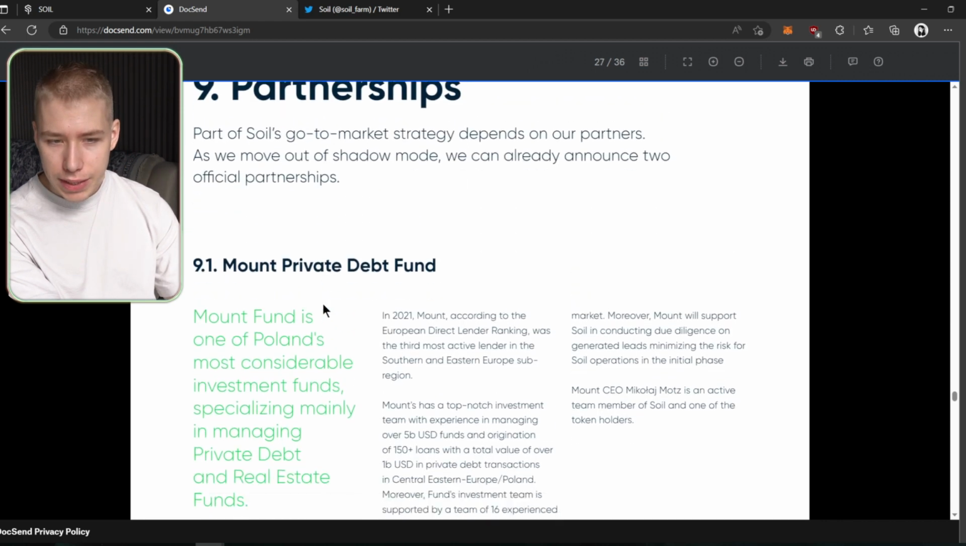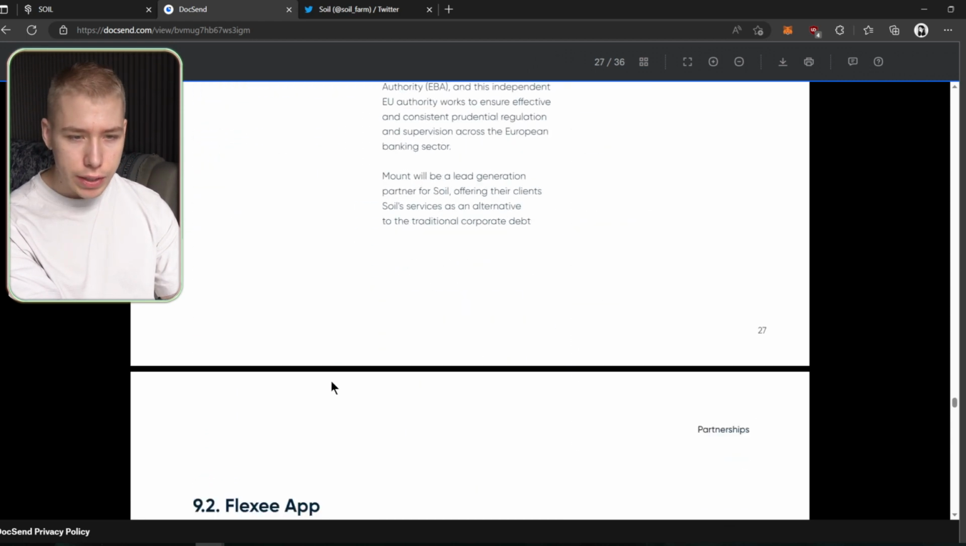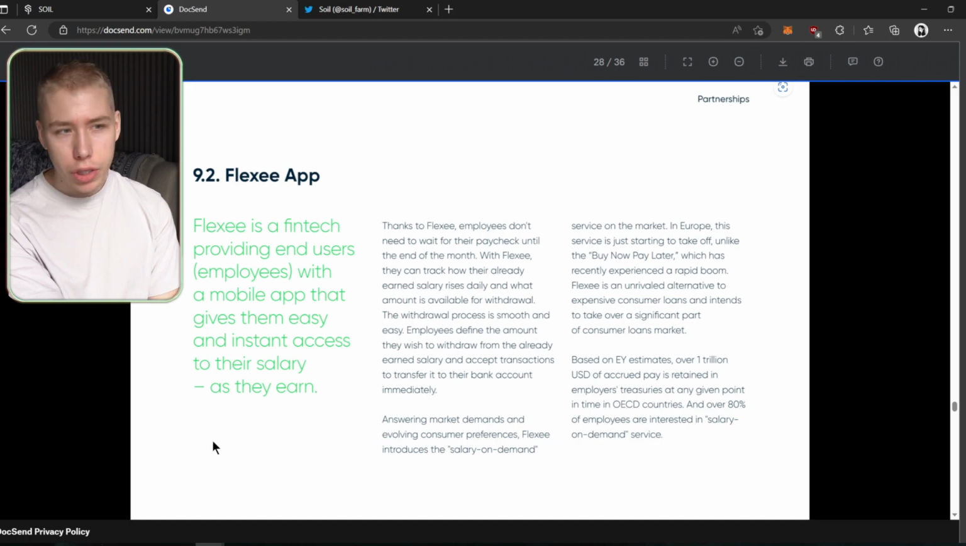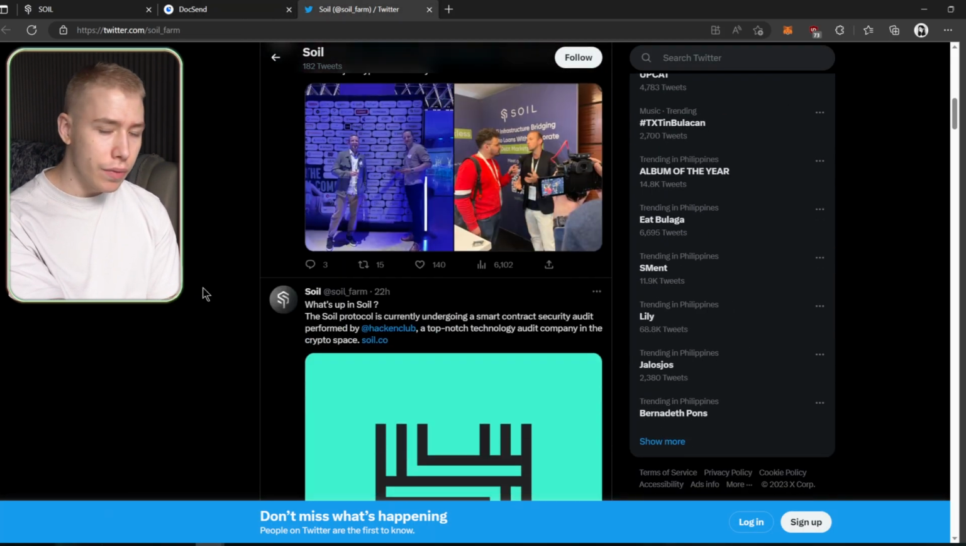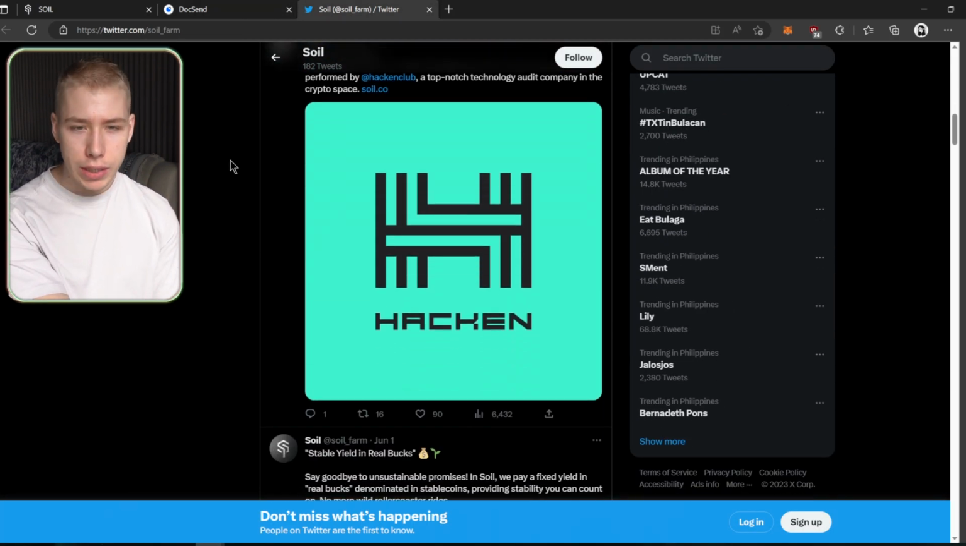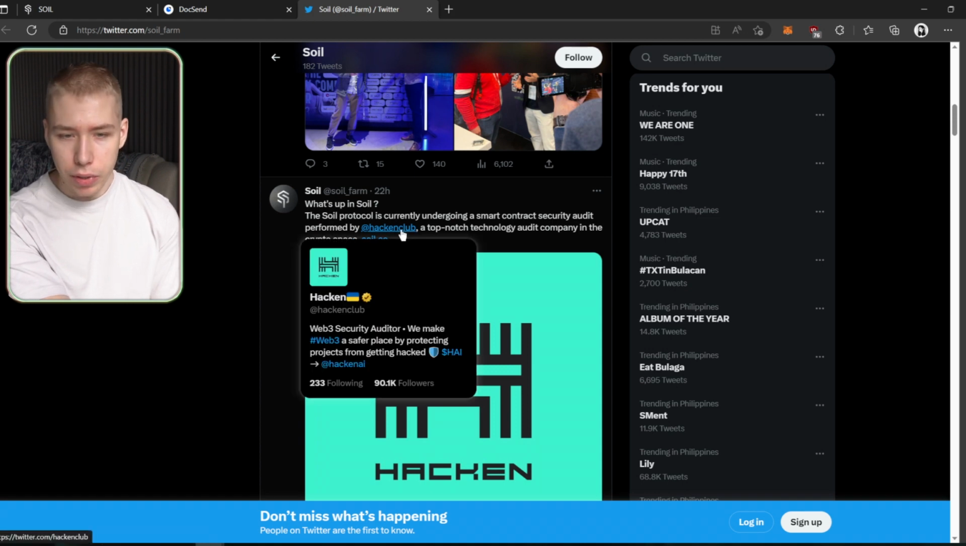For partnerships, they, for example, got Mount Fund, Flexi, and additional ones in the future, where they keep you up to date on their Twitter every single day with what is going on with the project, how the audit went by Hacken, for example, and more over time.